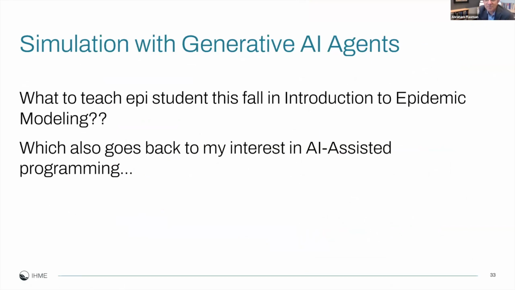But this also goes back to my interest in AI-assisted programming, because these are public health students. They're not super interested in software engineering. They don't have a lot of experience with it. And that's one of the things that makes this class really hard for them, is that they have to learn enough programming to be able to construct their own epidemic models. With AI assistance, I don't know, maybe they don't have to learn as much.